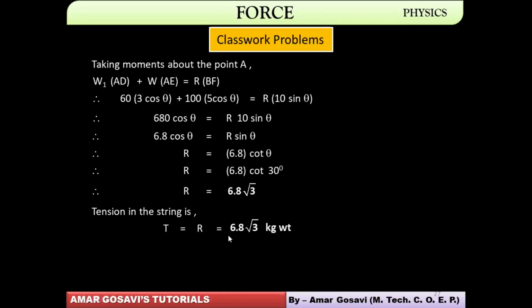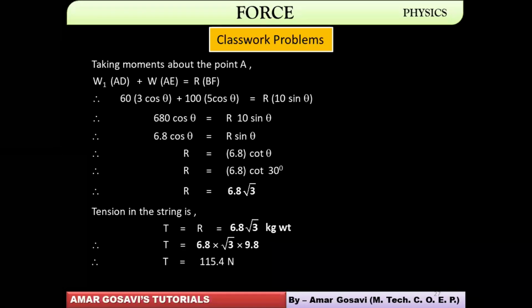So the tension in the string, or the horizontal equilibrium of the ladder, would be 6.8 root 3 kg weight. You multiply it by 9.8, you get the tension as 115.4 Newton, friends. So this is how, using the conditions of equilibrium, you can work out the tension in the string. Please make a note of it and put it in the chat section if you have understood this procedure.